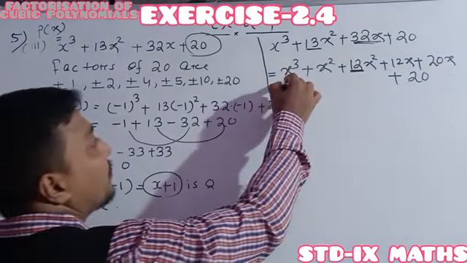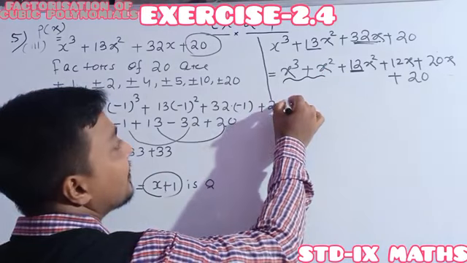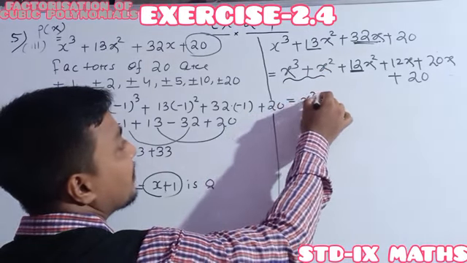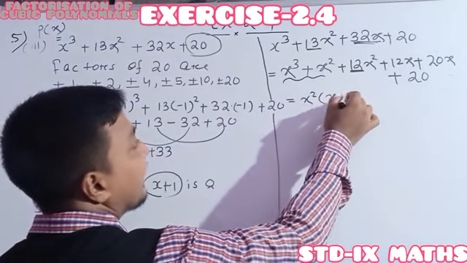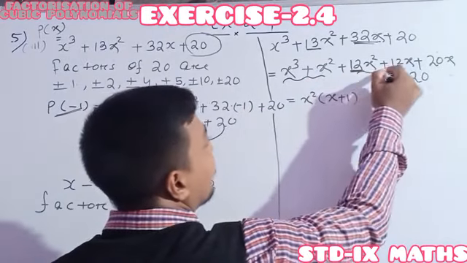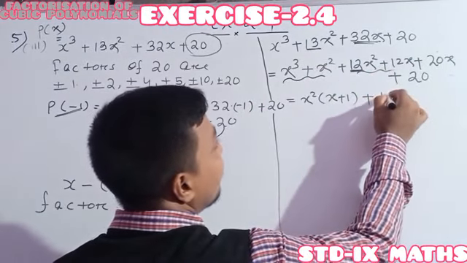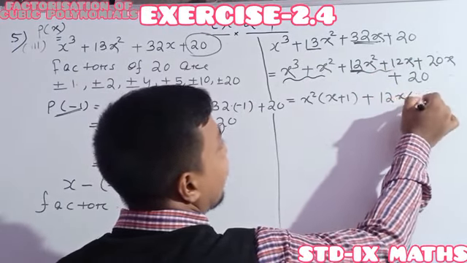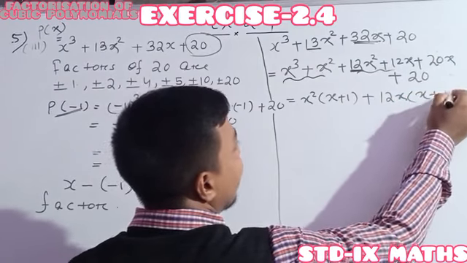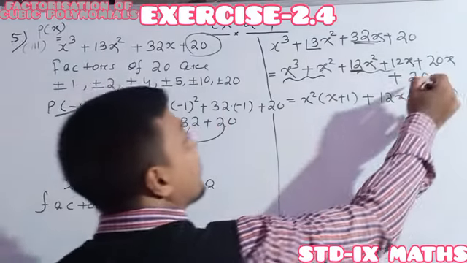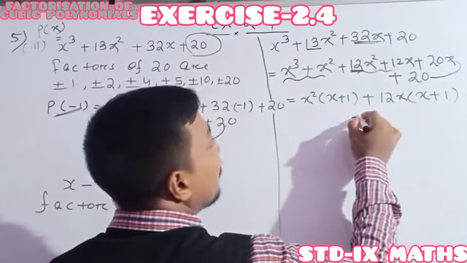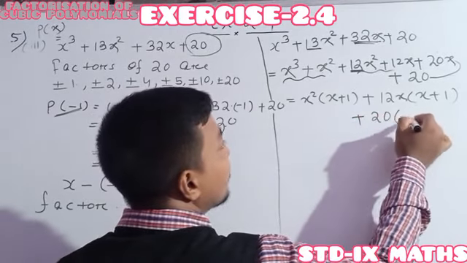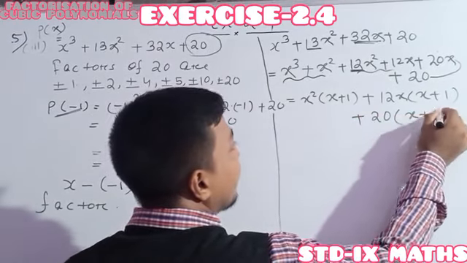Here between the first two I have to take x squared as the common factor, so within the bracket it is x plus 1. Between the next two I have to take 12x as the common factor, and within the bracket it is x plus 1. And between the last two I have to take 20 as the common factor, such that within the bracket x plus 1 is there.